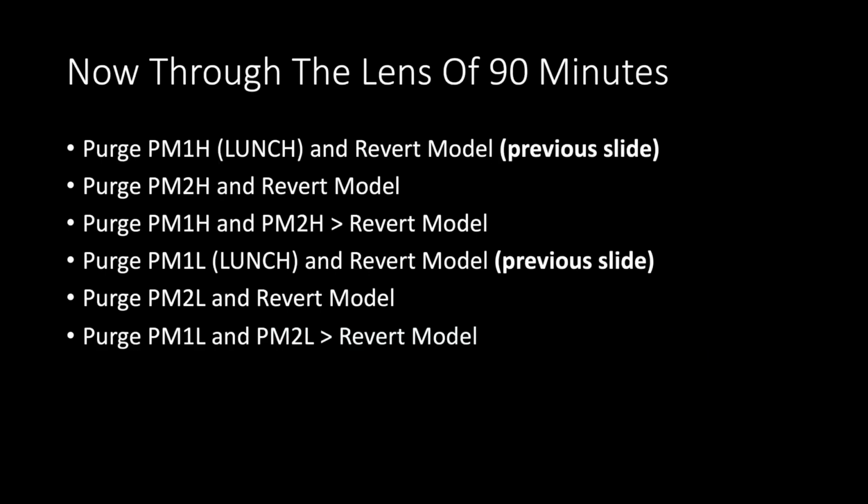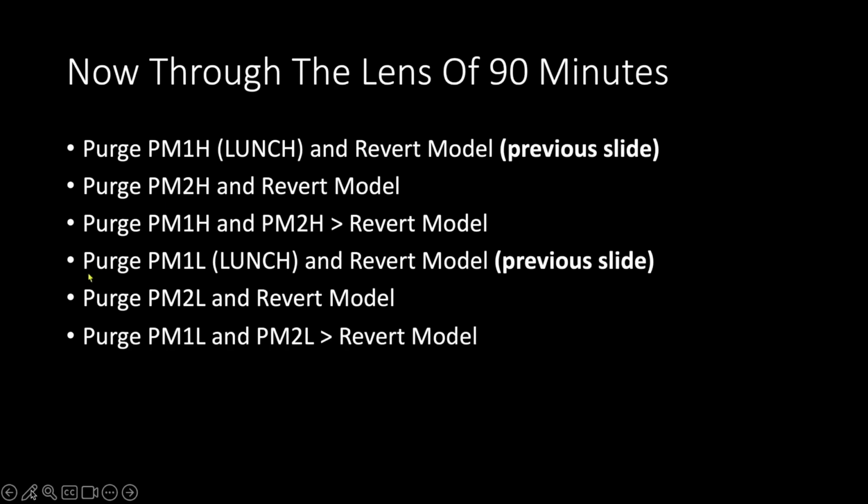So let us now take a look through the lens of 90 minutes at the PM session from a model perspective. We have already taken a look at the first section here, which was a purge of the launch high and a revert model. This was, I believe, the first slide. Then the second bullet is the purge of the second PM session's high and revert model. Third bullet is the purge of the first PM high and both the PM2 high, followed by a revert.